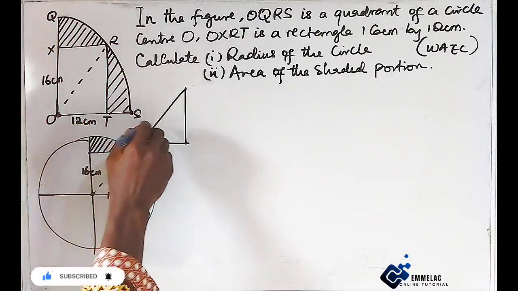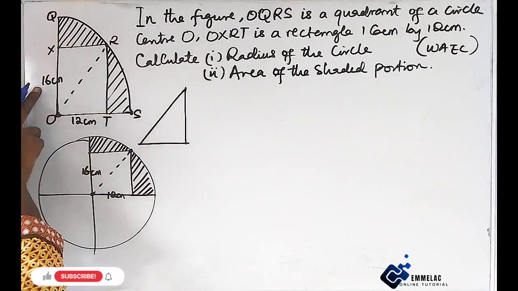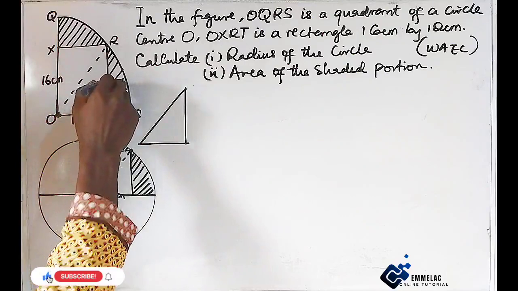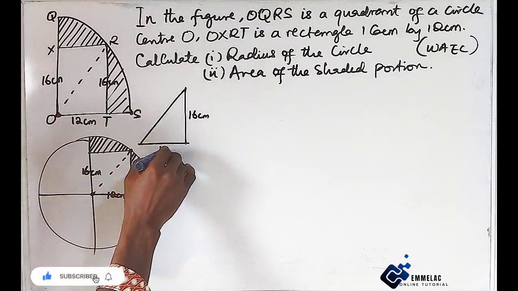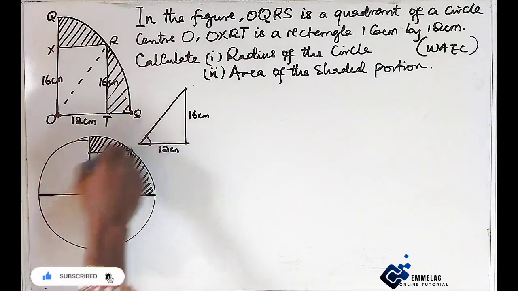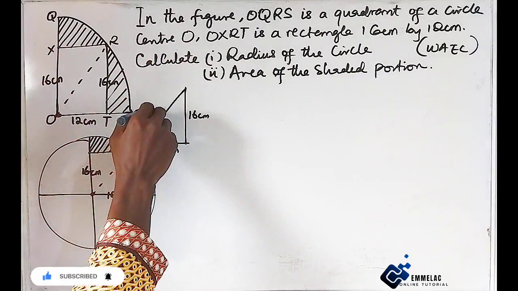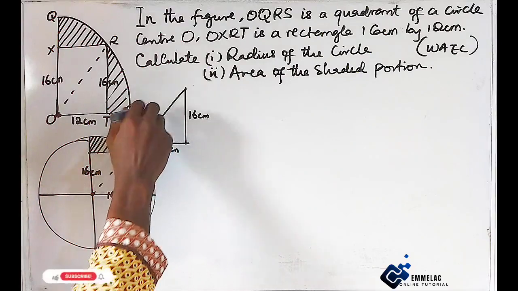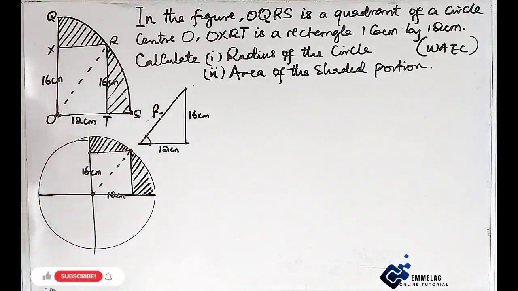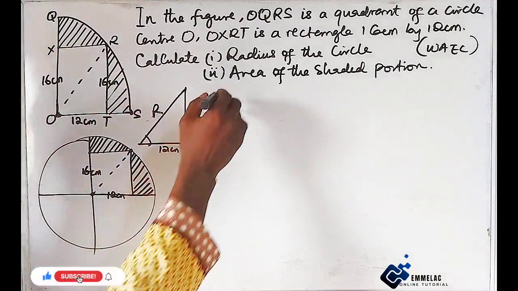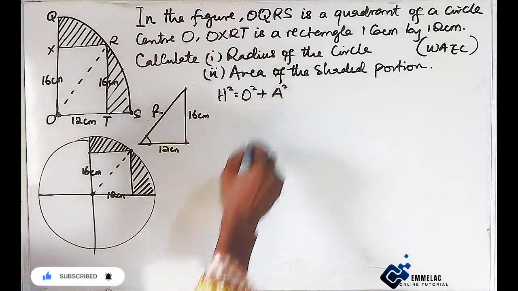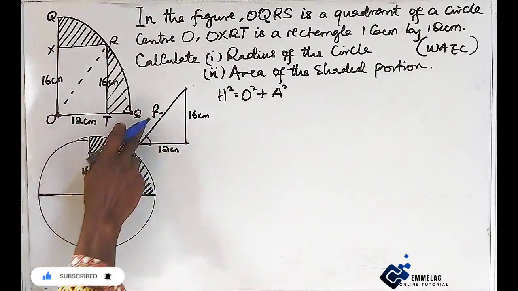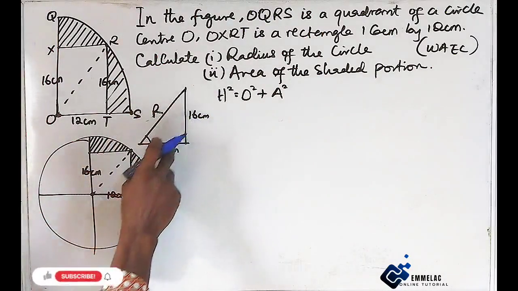So here you have 16. Because here is 16, automatically here will become 16. So here is 16 centimeter and here is 12 centimeter. Now it means we have here the radius. Let me put it as big R. With this we can use Pythagoras theorem, which is hypotenuse square equals opposite square plus adjacent square. This is our hypotenuse, this is our opposite, and this is our adjacent.